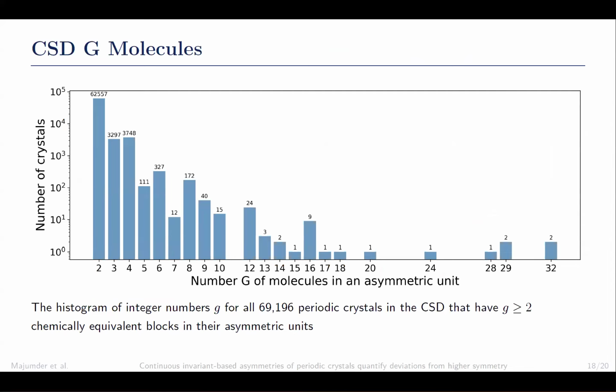This slide shows the histogram of integer numbers G for all 69,196 periodic crystals in the Cambridge Structural Database that have 2 or more chemically equivalent blocks in their asymmetric units. The y-axis represents the number of crystal structures on a log scale. The x-axis represents number of molecules in an asymmetric unit. From this plot, we can see that almost 70,000 of the crystal structures in the Cambridge Structural Database have 2 or more chemically equivalent molecules in their asymmetric units, and the number can go up to 32.